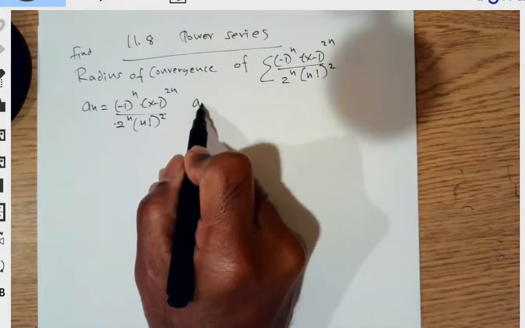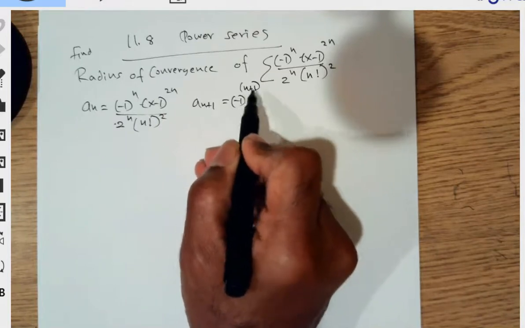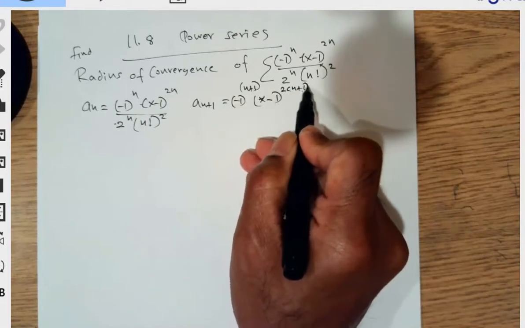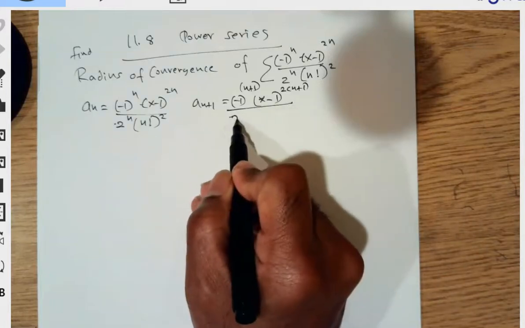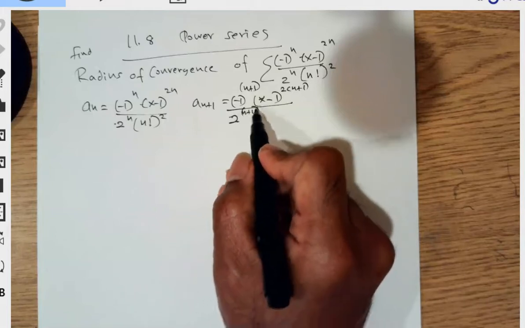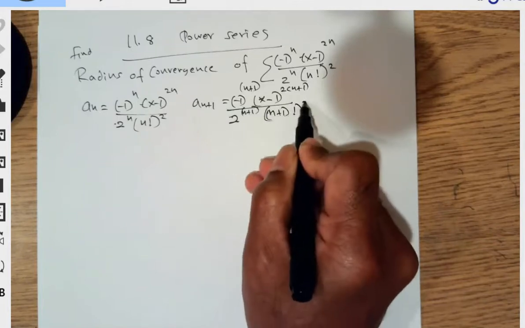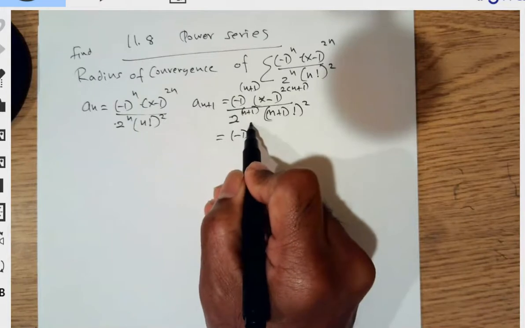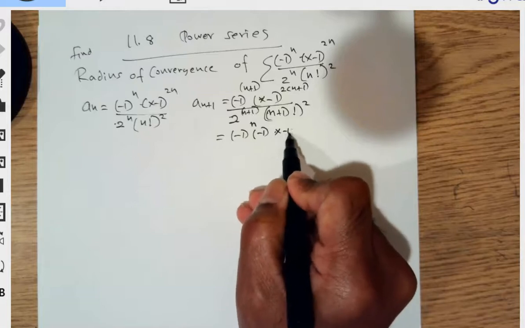Then if you do that, you get a_(n+1) equal to (-1)^(n+1) (x - 1)^(2(n+1)) over 2^(2(n+1)), and we have (n+1) factorial squared, right? Let me simplify this a little bit. I'm going to simplify (-1)^(n+1) as (-1)^n times -1, because eventually I want to cancel this off with the a_n.